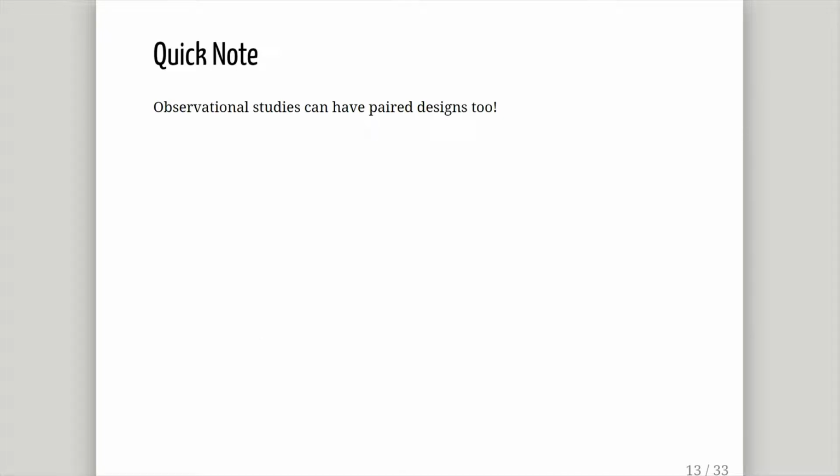Here's an important note. Observational studies can have paired designs as well. So if you see a question on a test or exam that says, is this an observational study or is it an experiment? Once you answer that question, please remember that either of those studies can be paired designs. So you just need to read the question carefully to decide, am I working with independent groups or a paired design study?